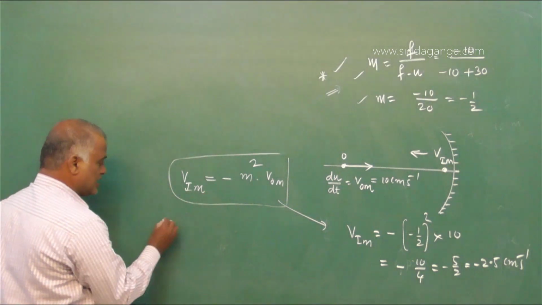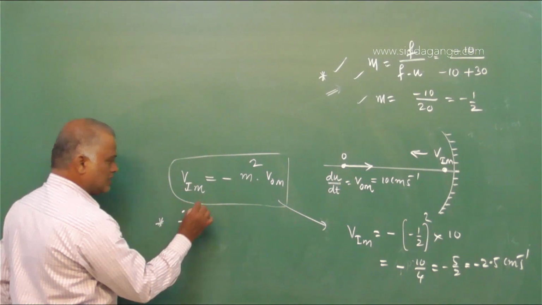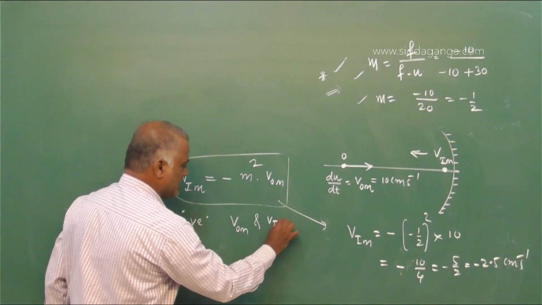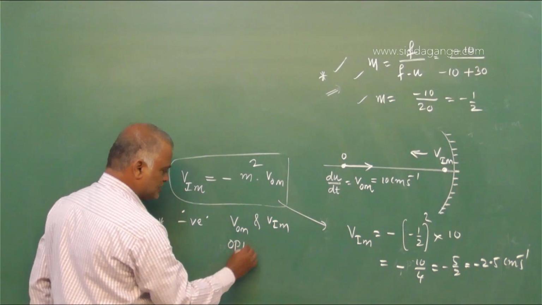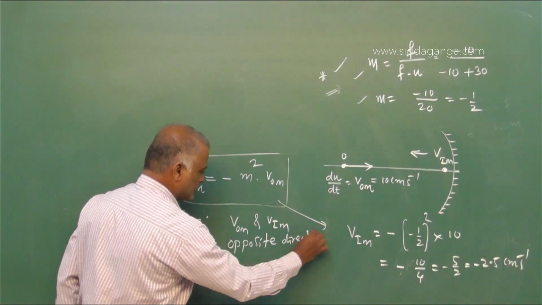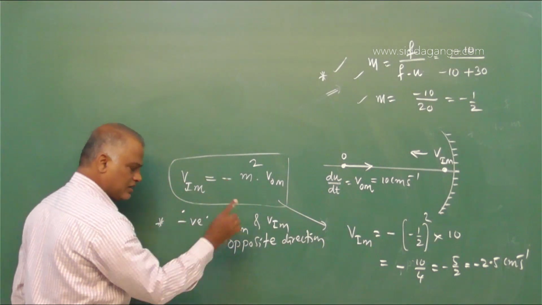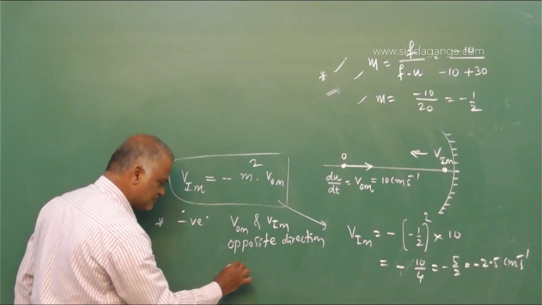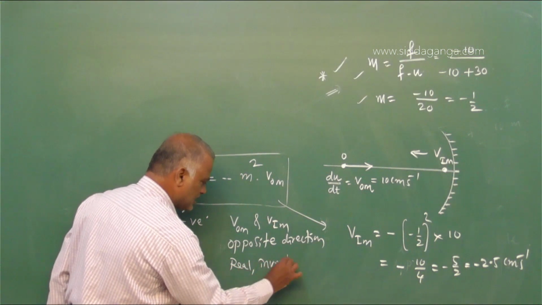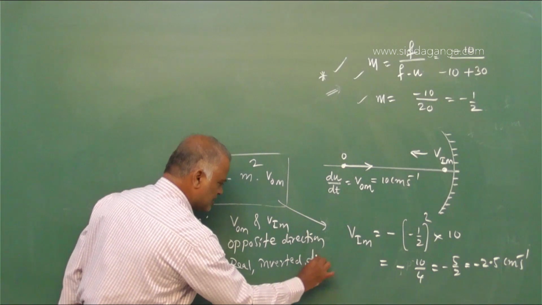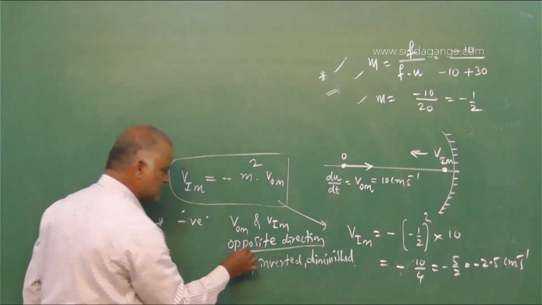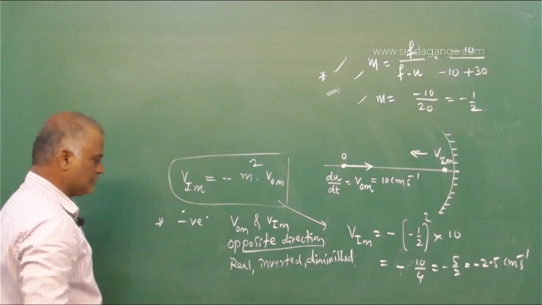So again I am telling you, negative means VOM and VIM are in opposite directions. As long as this is negative, dear students, the image is diminished, real, inverted, diminished image. They move in the opposite direction.